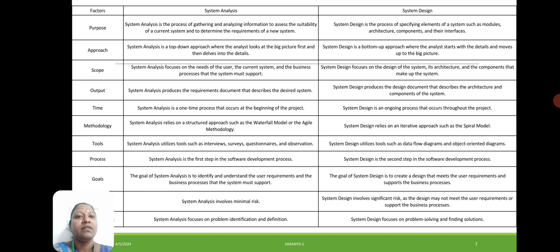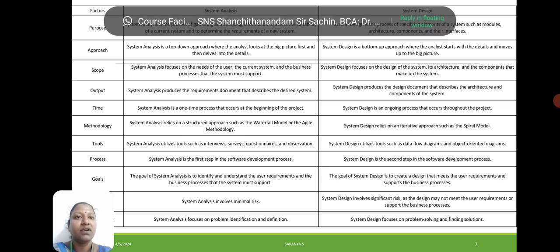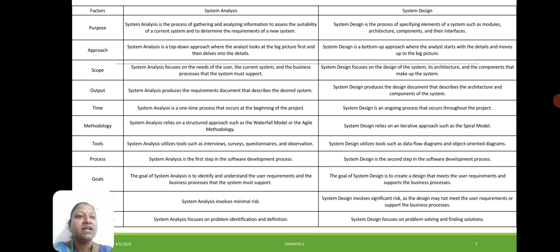Next is time. System analysis is a one-time process that occurs at the beginning of the project. System design is an ongoing process that occurs throughout the project. Next is methodology. What methodologies are we using for analyzing and designing the system? System analysis relies on structured approaches such as the waterfall model or the agile methodology. System design relies on iterative approaches such as the spiral model.